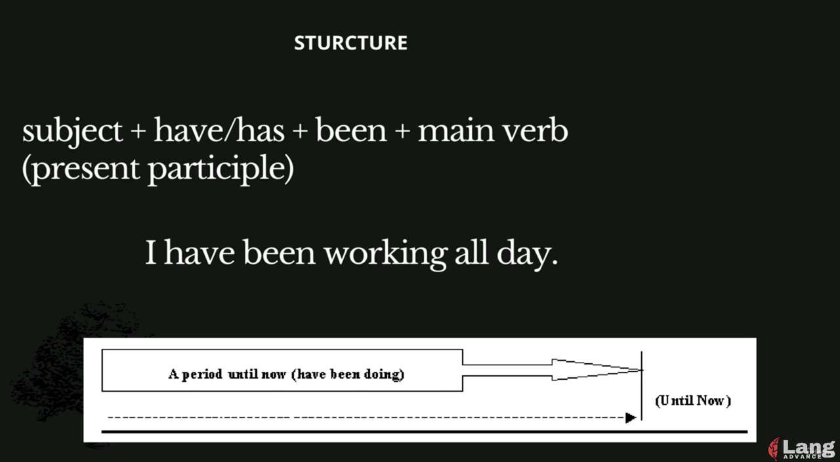For positive sentences, the structure is as follows. Subject plus have or has plus been plus the main verb in the form of present participle. I have been working all day.